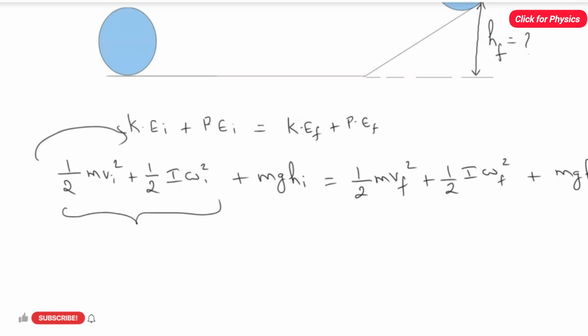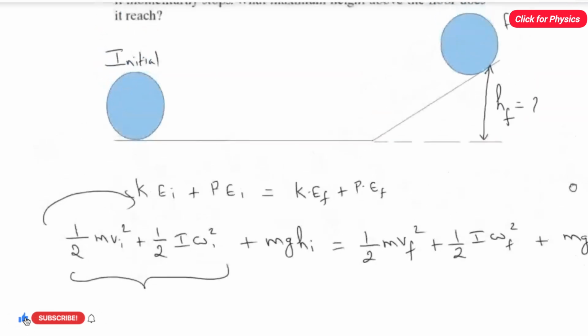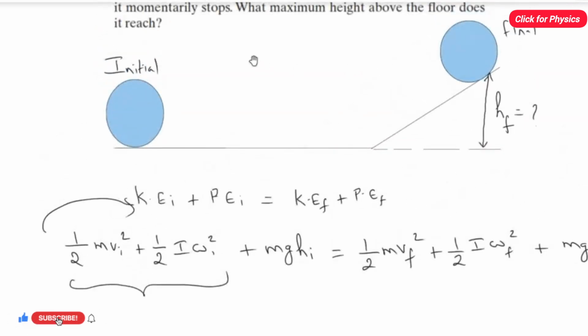Now the most important thing, we have to go back to the figure. When the ball reaches the maximum height, they clearly mentioned the ball stops. That means its final speed will be 0. So the linear speed final as well as the angular speed final will be 0, because when the ball reaches the maximum height of the ramp, it stops. So these two terms get cancelled, that means it becomes 0.